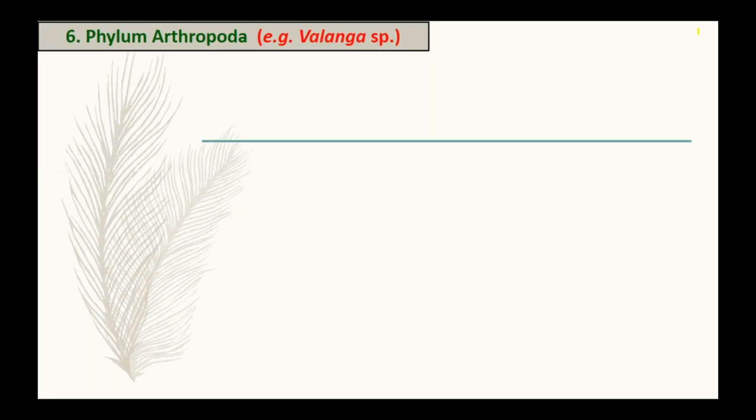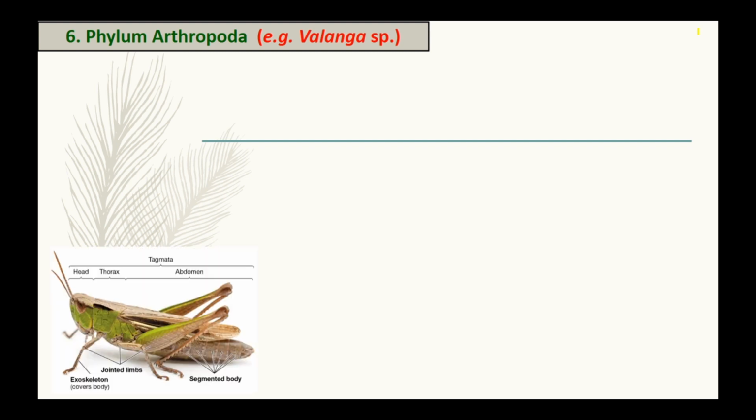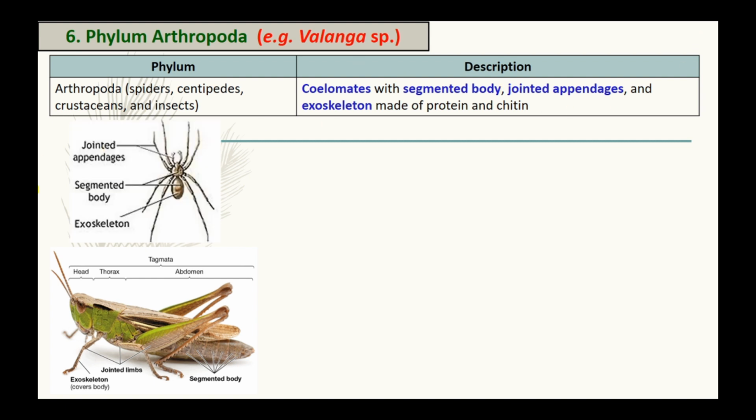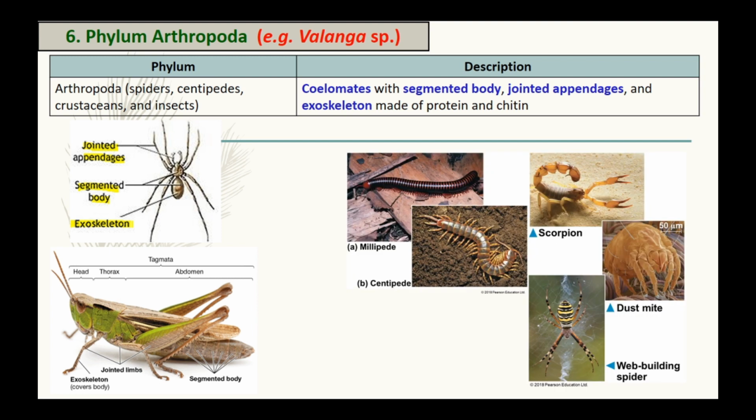The sixth phylum is Arthropoda. The main example is Valanga sp, that is the grasshopper. This phylum is the most successful phylum in the world. The main features of Arthropoda are a segmented body, paired and jointed appendages, and also the presence of an exoskeleton made of chitin. These are other examples for Arthropoda.